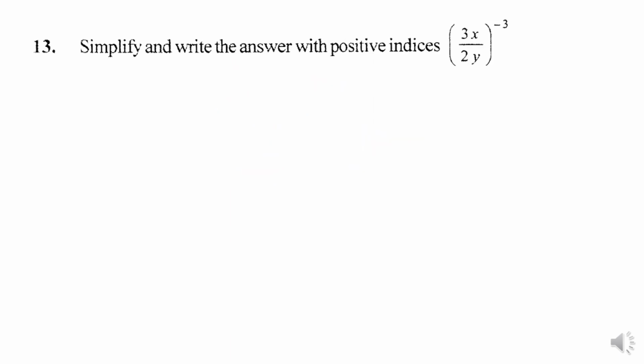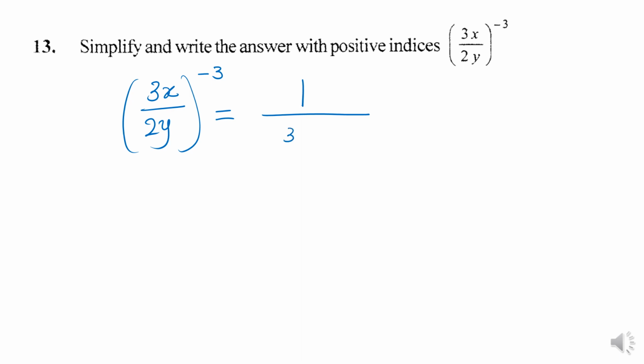Simplify and write the answer with positive indices. Positive indices means you have to make these indices positive, like here we have 3x over 2y to the power minus 3, and you can write this one as something like this: 1 over 3x over 2y to the power 3. This is a positive index, right? And you can leave like this, or you can do some more multiplication, some more simplification.